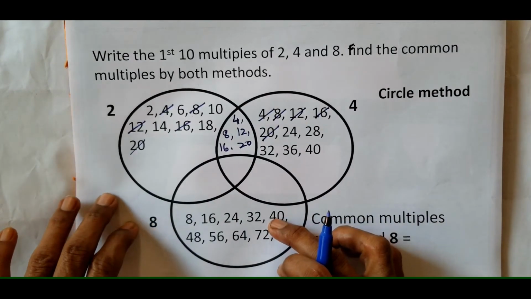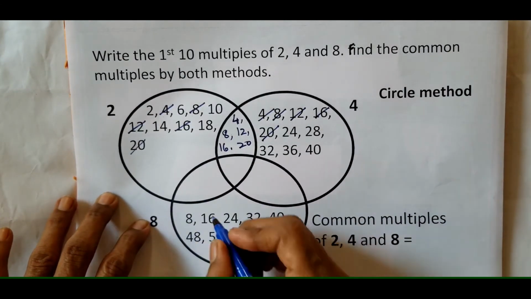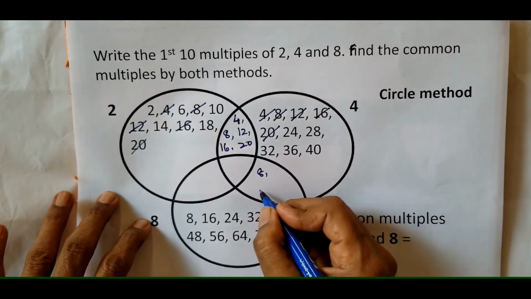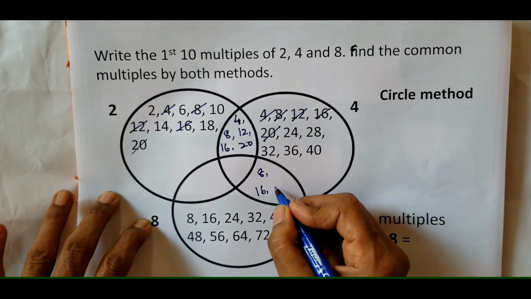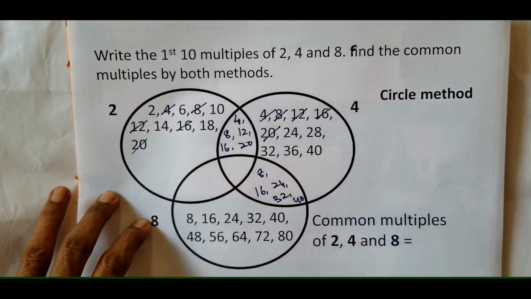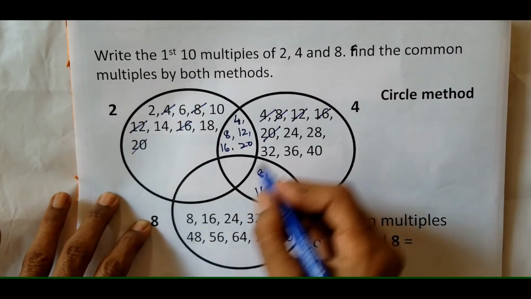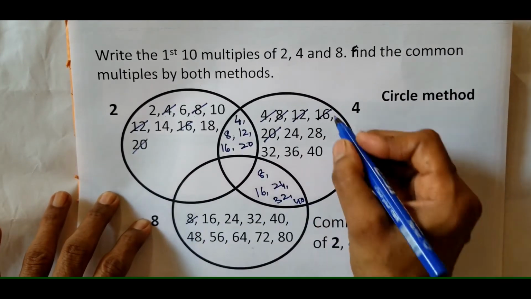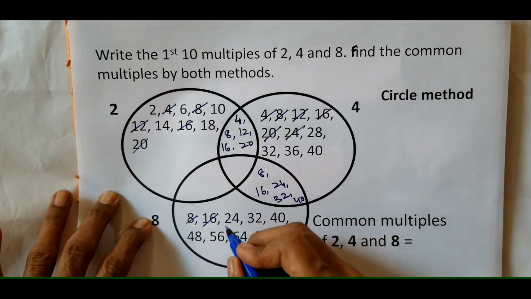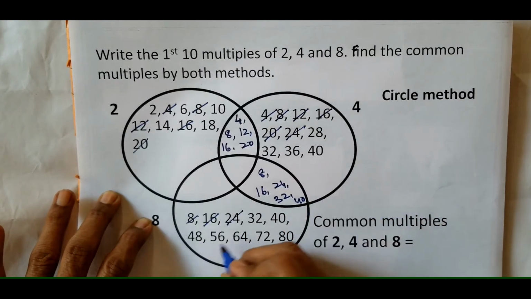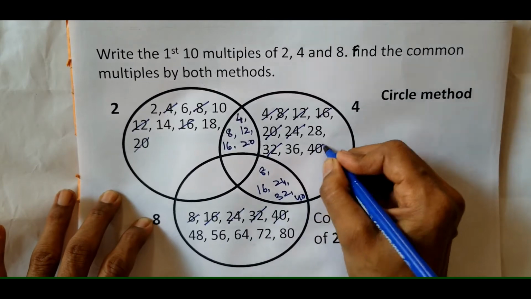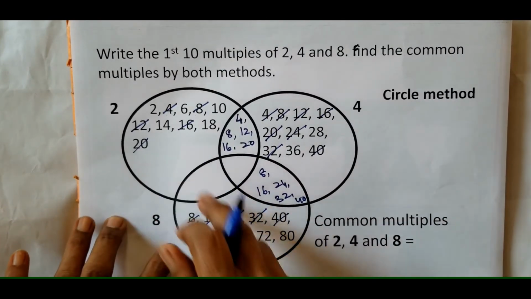Common multiples will be 8, 16, 24, 32 and 40. Now let us cross these numbers. 8, 16, 24, 32, then 40.